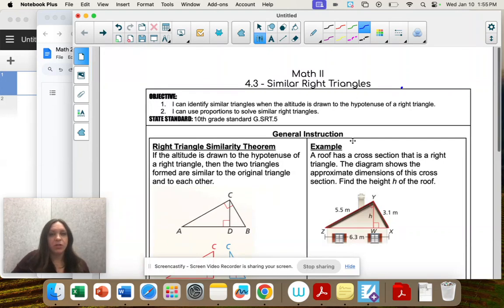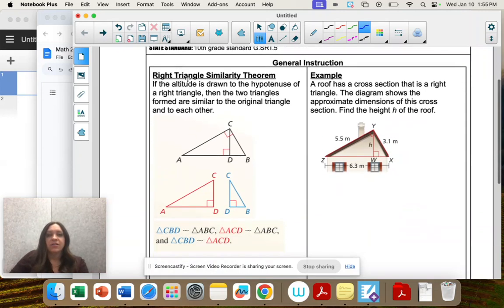4.3, we're just looking at similar right triangles, and we're going back to what we've done before and writing proportions. So here we have a right triangle. If you draw an altitude through the right angle down to the hypotenuse, this line is called the altitude. And what it does is it creates two right angles and therefore two more right triangles. You can see them all drawn here.